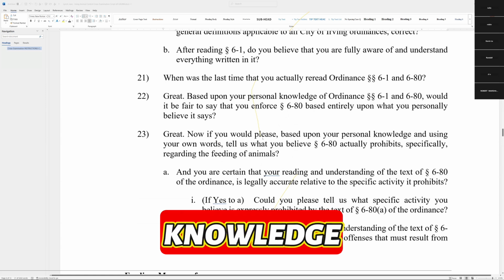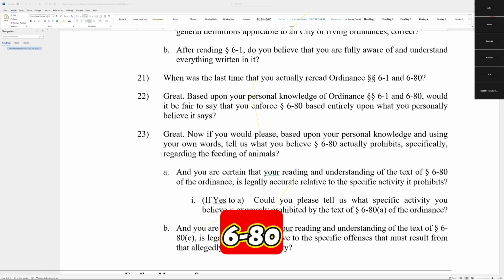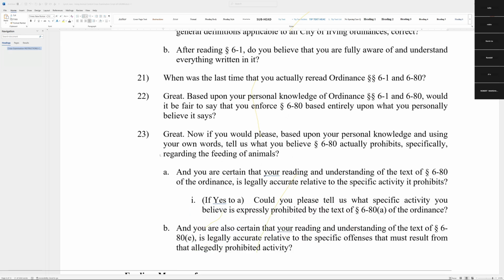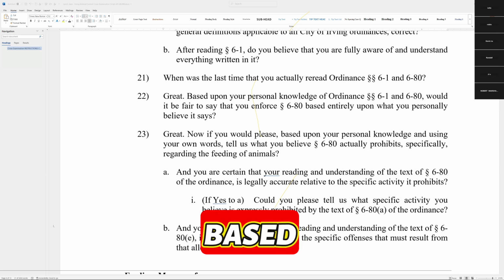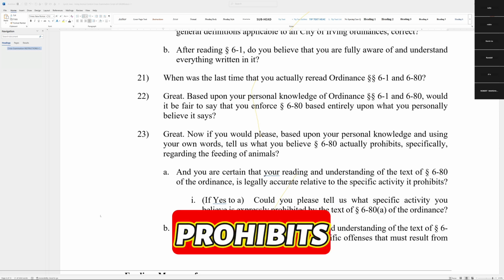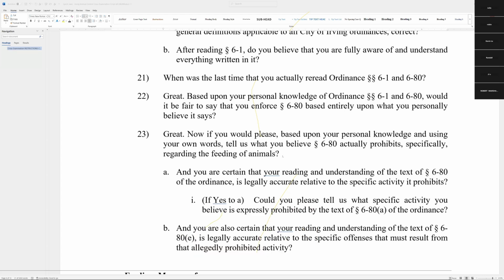Based upon your personal knowledge of Ordinance Section 6-1 and 6-80, would it be fair to say that you enforce Section 6-80 based entirely upon what you personally believe it says? Yes. Great. Now, if you would please, based upon your personal knowledge and using your own words, tell us what you believe Section 6-80 actually prohibits, specifically regarding the feeding of animals. It prohibits feeding of animals that creates a danger to public health and safety, that destroys. Wait a minute.